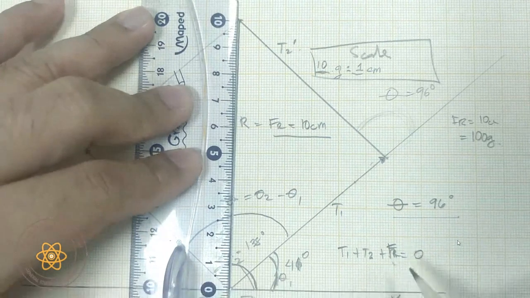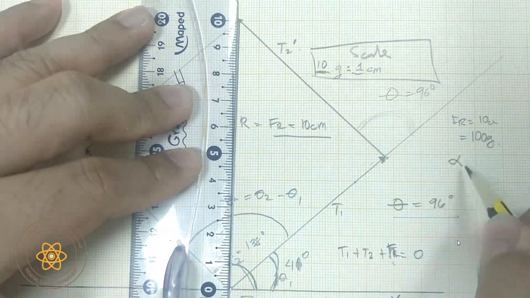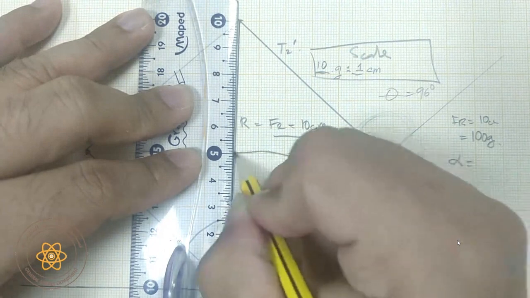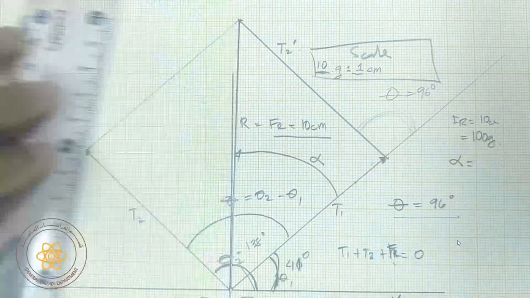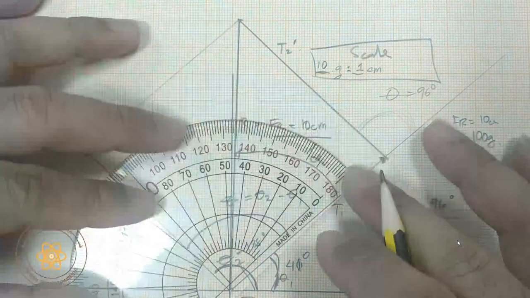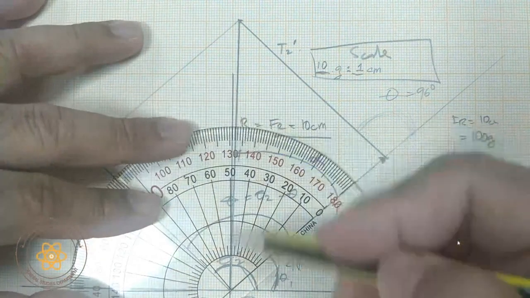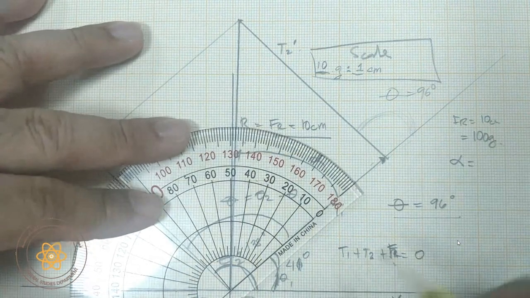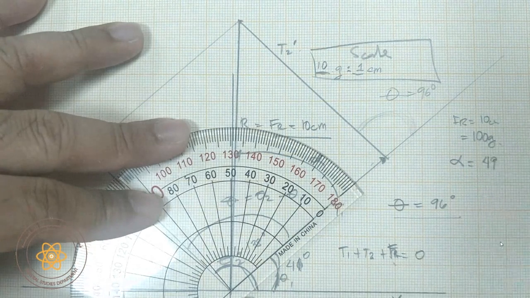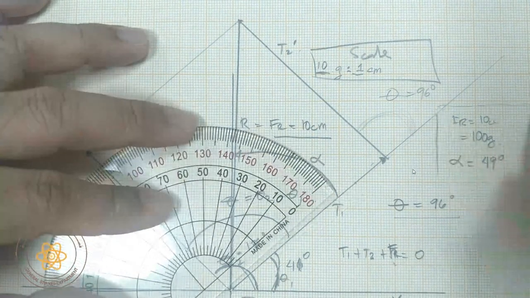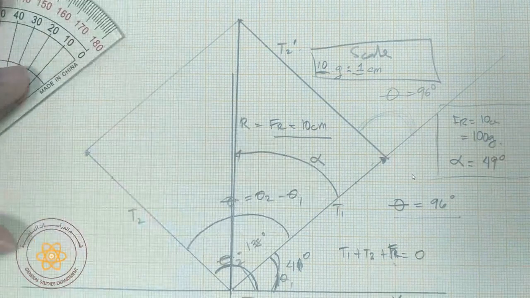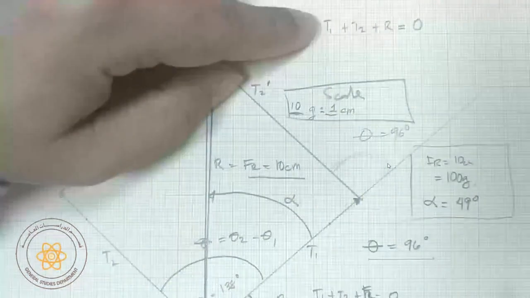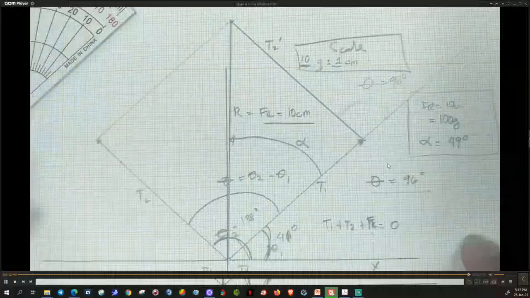Finally, the direction of FR. It's easy. You can simply measure what we call alpha. That's the angle from T1, this is T1, going to R, that's alpha. Use your degree scale. From T1, what is the angle of FR? In this case, I'd say it's 49 degrees. So alpha is equal to 49 degrees. And this is the final result of finding the resultant, or the unknown mass, which is in equilibrium, using the graphical method.